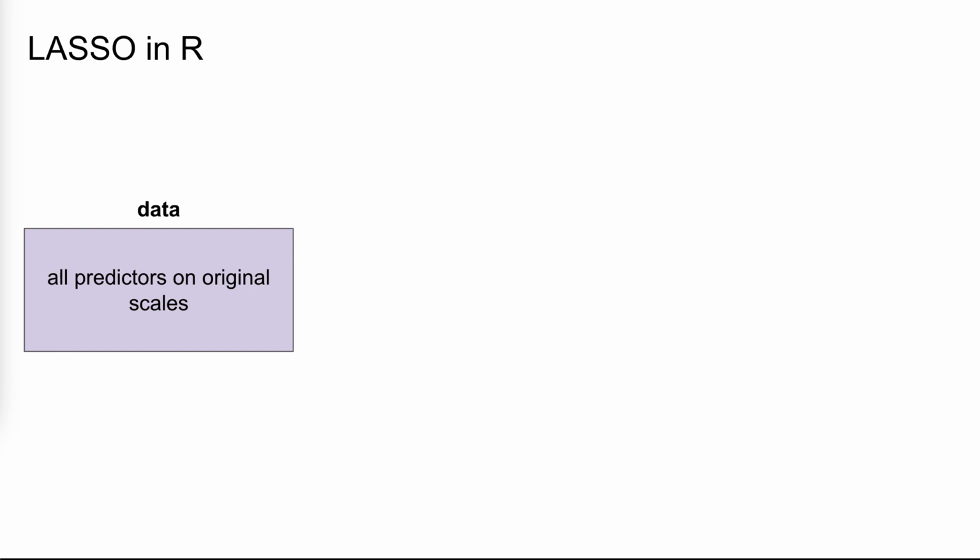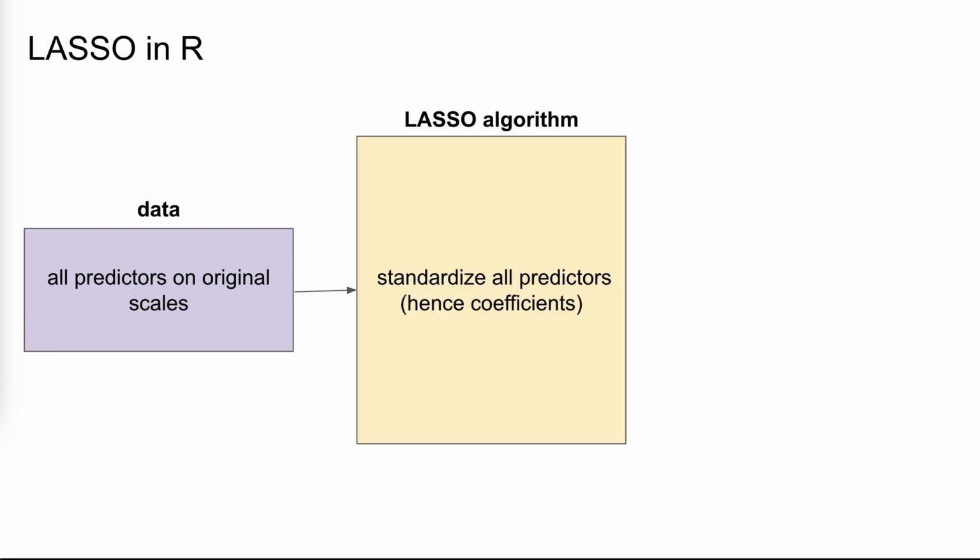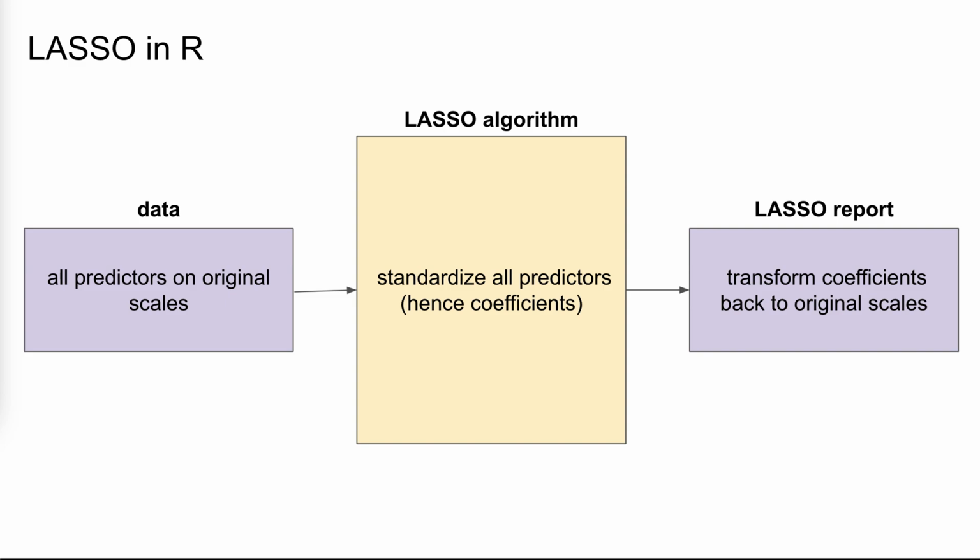Luckily, though it's important to recognize the impact of our predictor scales, we don't have to worry about it when implementing the LASSO algorithm in R. Mainly, suppose we start with our unstandardized data with all predictors on their original scales. We can then feed this data into the LASSO algorithm. The authors of the LASSO code made things easy for us. Behind the scenes, this code standardizes all predictors, hence coefficients, for us. Even better, when the LASSO results are reported, the coefficients are transformed back to the original scales, making them much more natural to interpret. As we'll learn later this semester, we won't always be so lucky.